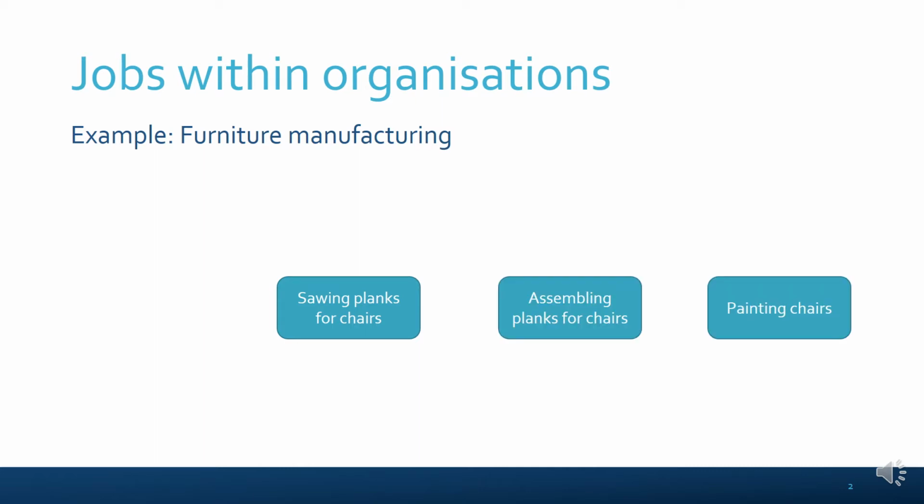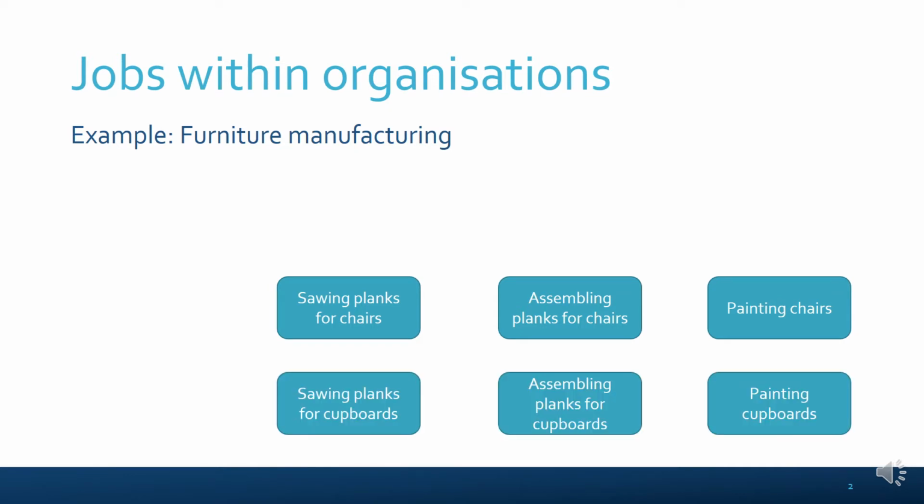Just imagine that this company not only makes chairs, but also cupboards for which they need to do the sawing, the assembling, and the painting. Now, the organization has some choices they need to make in order to organize all these tasks into particular processes, hence combine particular tasks and allocate them to particular jobs. How would you do that?